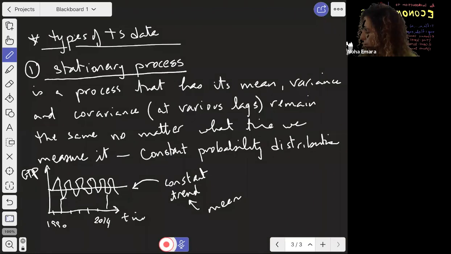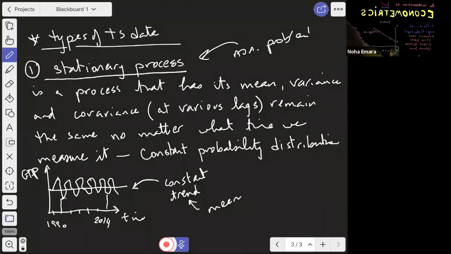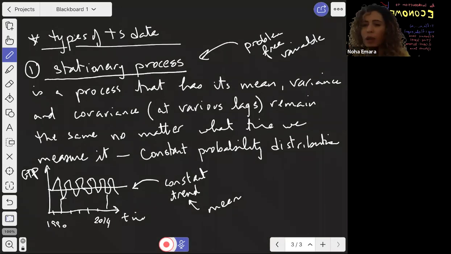So we can always think of a stationary process as non-problematic, or problem-free. A non-problematic variable, because it's easy to predict. I can see what happened in the past, I can predict the future, and so on.